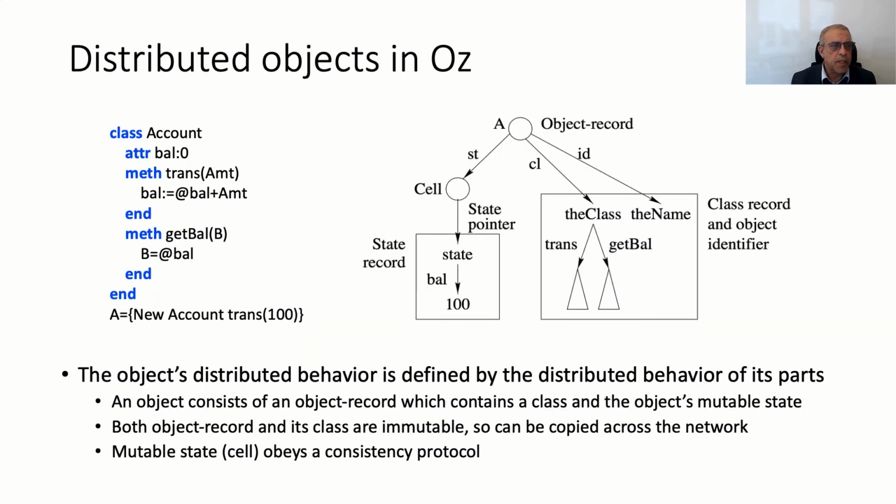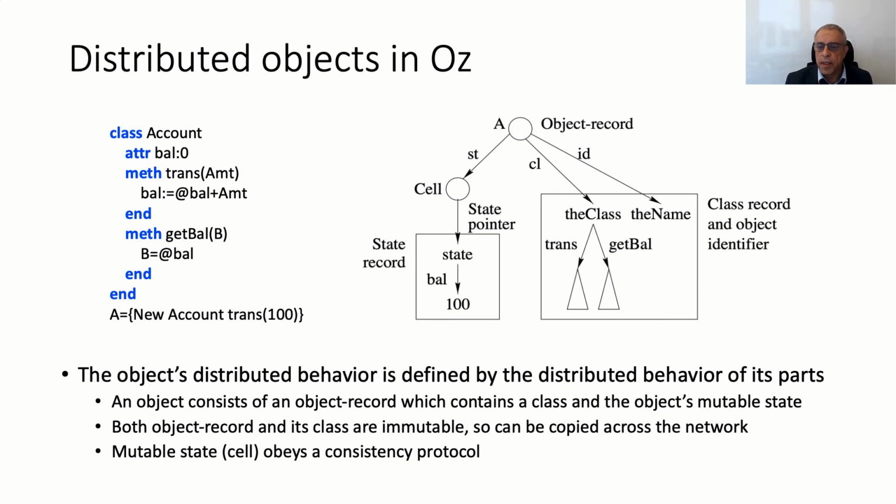So let us look at distributed objects in Oz. Here is a definition of a class. The class is Account and an object A is created by starting with a transfer of 100. The object's distributed behavior is defined by the distributed behavior of its parts. An object consists of an object record, which contains a class and the object's mutable state. Each object record and its class are immutable, which means they can be copied across the network. Mutable state obeys a consistency protocol.